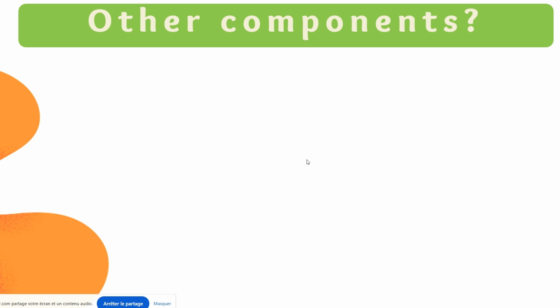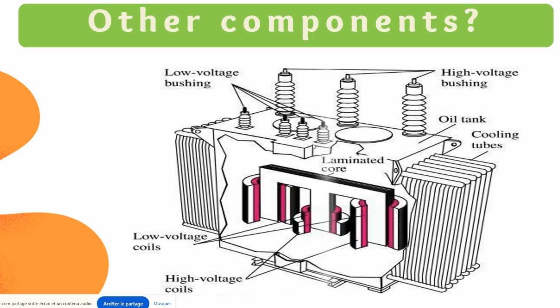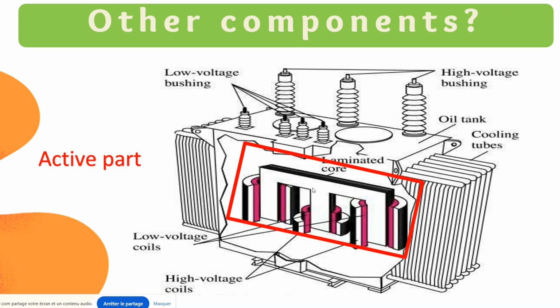Okay, so is there any other component? Of course, there are other components. For example, here we have the cooling system, an oil tank, and we have the cooling tubes, le système de ventilation. If we have heat inside the system, they serve as a cooling system.